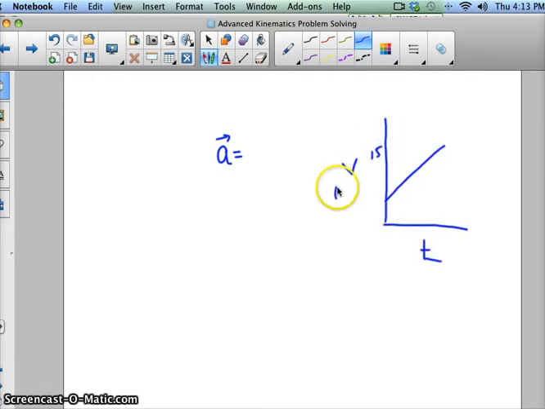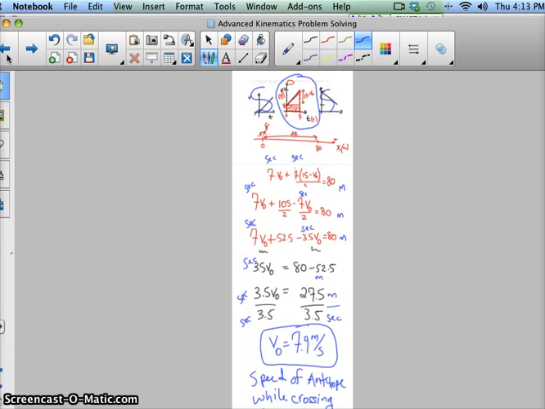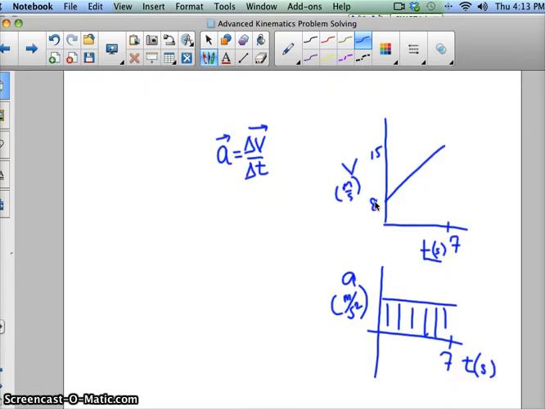And the final velocity was 15. The acceleration graph looks like this, right? And this was 7 seconds. So t is seconds, and this was 7. Okay? So acceleration is going to be our change in velocity divided by a change in time. I go back to the previous page. I can see my beginning velocity was 7.9. I'm just going to call it 8. My final velocity was 15.